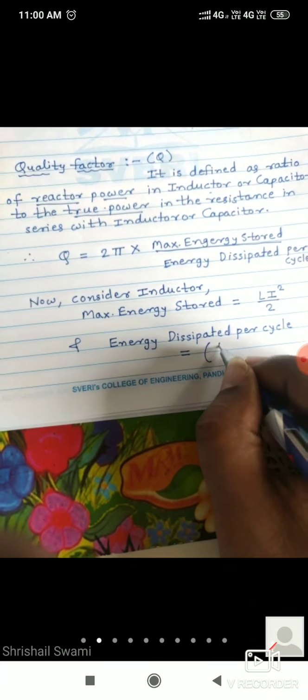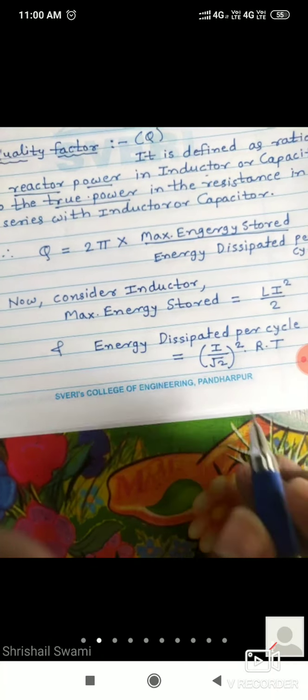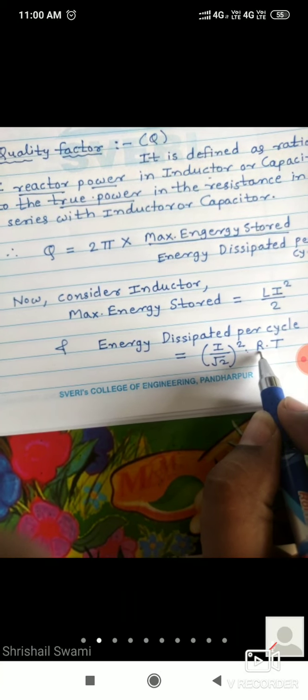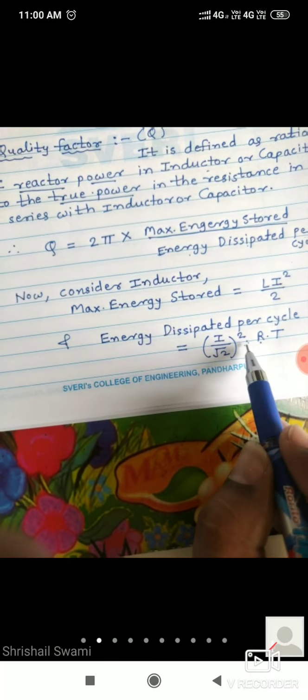is equal to I divided by under root 2, bracket square, into R into T. T is the time period of that particular cycle. I divided by under root 2 bracket square into R, where R is the resistance, as we are taking energy dissipated per cycle, into T, where T is the time period of the cycle. Now next point.